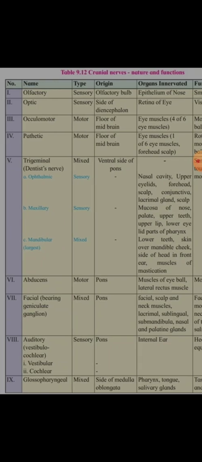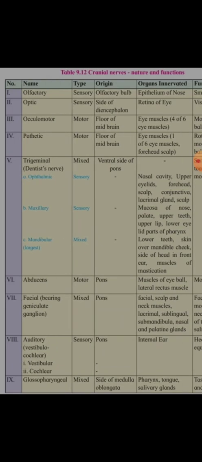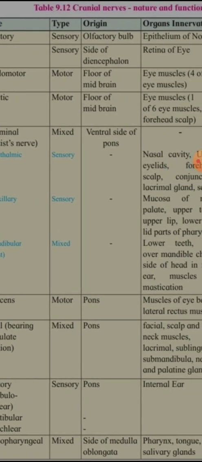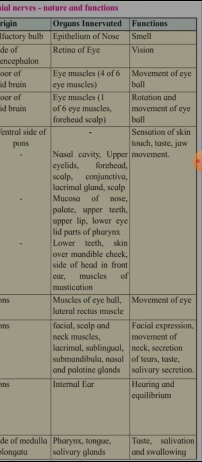Okay, then the fifth nerve is trigeminal, that is the dentist nerve. It is a mixed type and it originates from the ventral side of the pons varolii, and there are trigeminals, meaning there are 3 nerves. Out of that, the first one is the ophthalmic, which is sensory and it innervates the nasal cavity, upper eyelids, forehead, scalp, conjunctiva, lacrimal gland and the scalp.